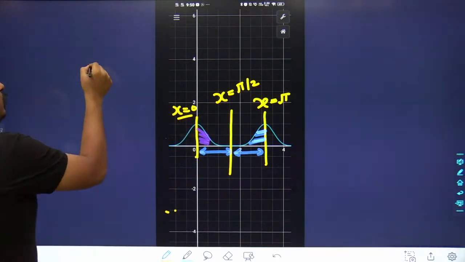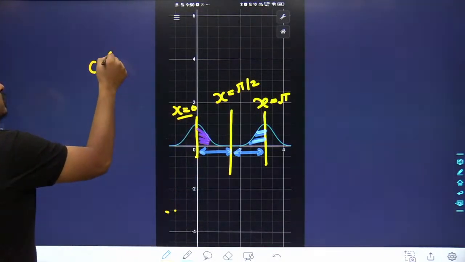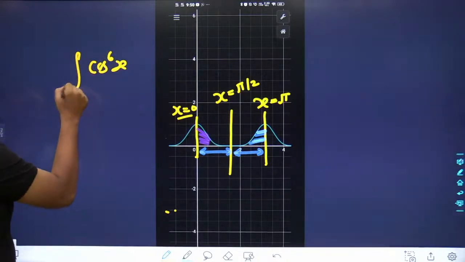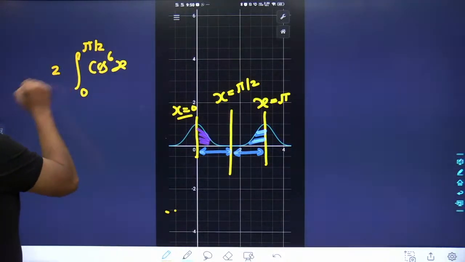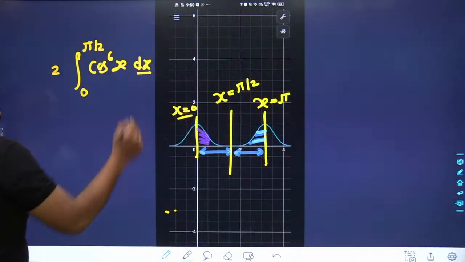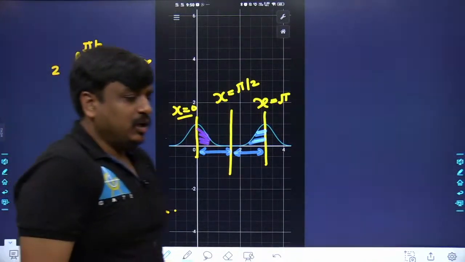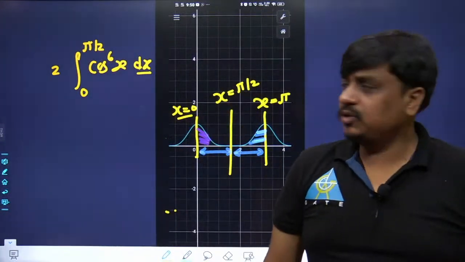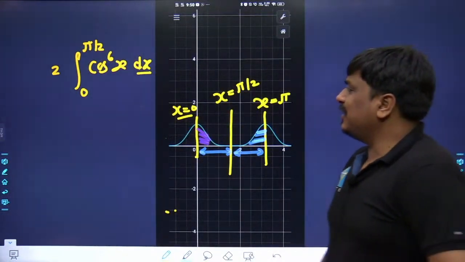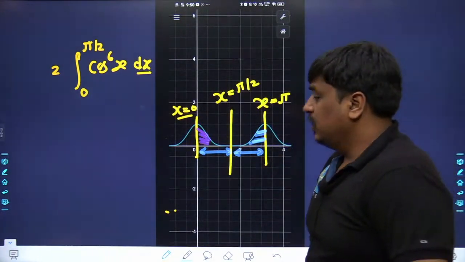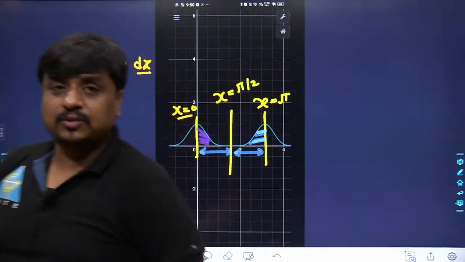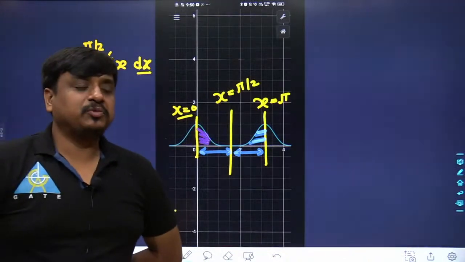So what had been happening over here? As you have been focusing probably on cos of 6x, your integration was from 0 to pi. So rather than taking from 0 to pi, you have changed it to 0 to pi by 2. And here the 2 would be taken out, and the integration is taken from 0 to pi by 2, into 2. Now many of the students would say, sir, what's the advantage? The advantage is that now it is a standard form of the beta integration, and you can solve this problem in the shortest amount of time.